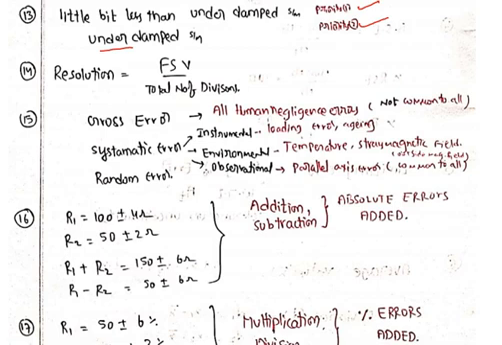Okay. Next, resolution formula. Resolution is full scale voltage by total number of divisions. The resolution formula is full scale voltage by total number of divisions.